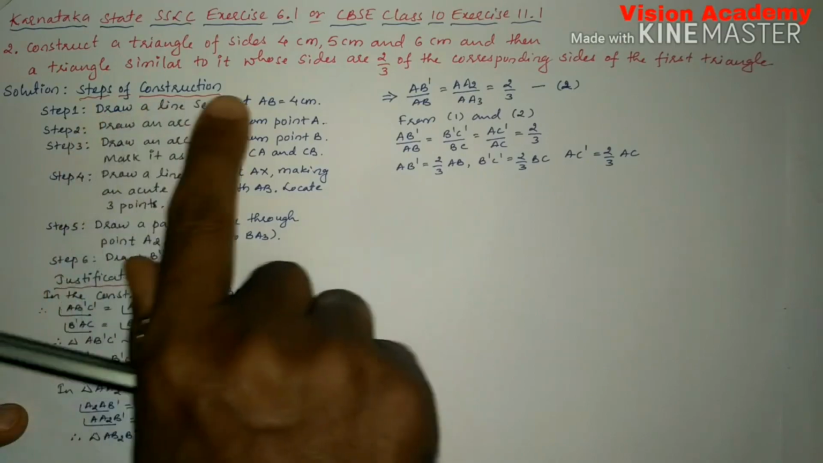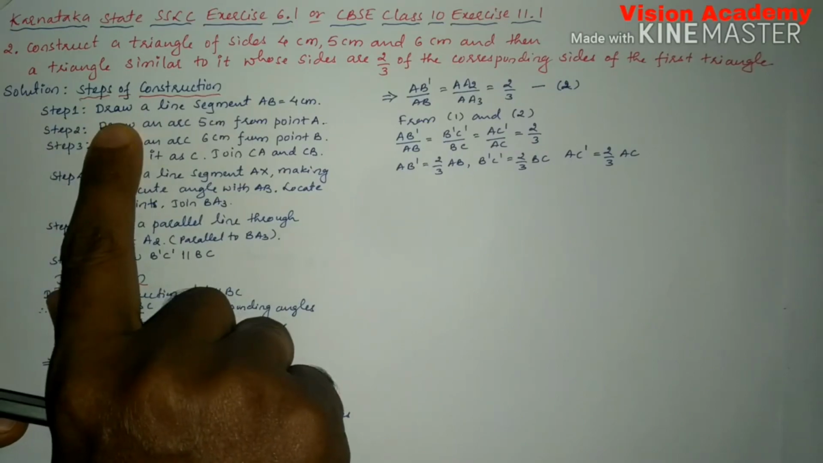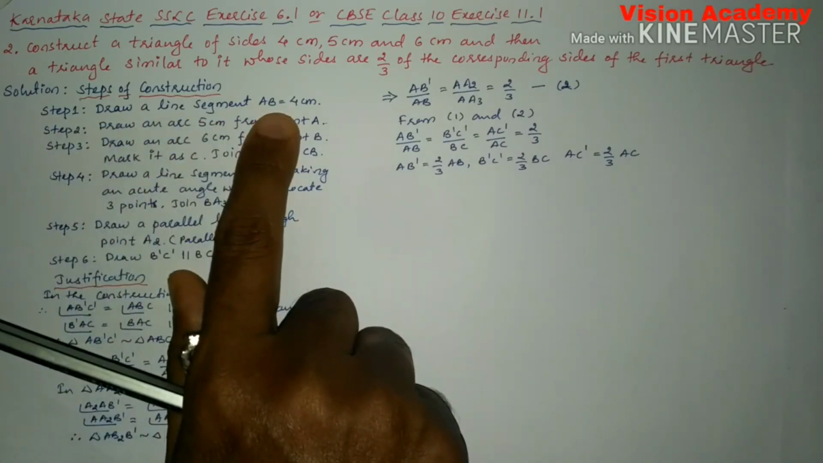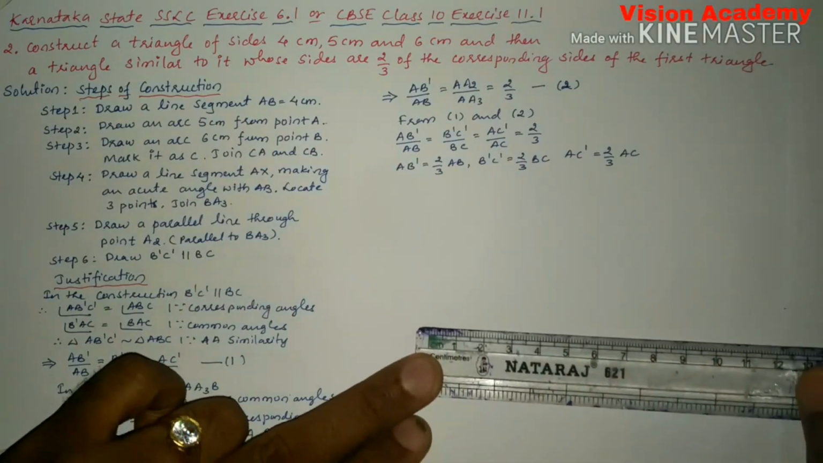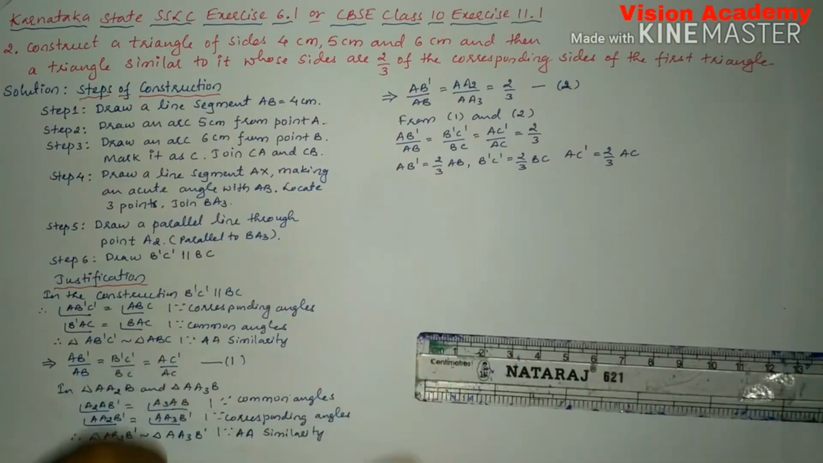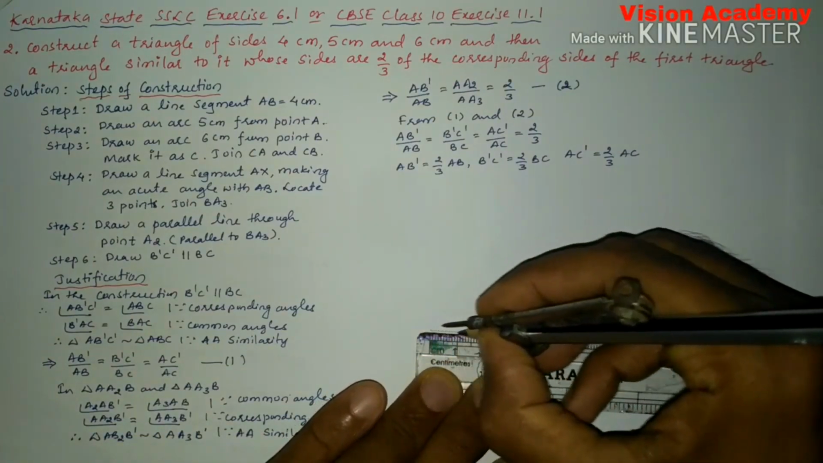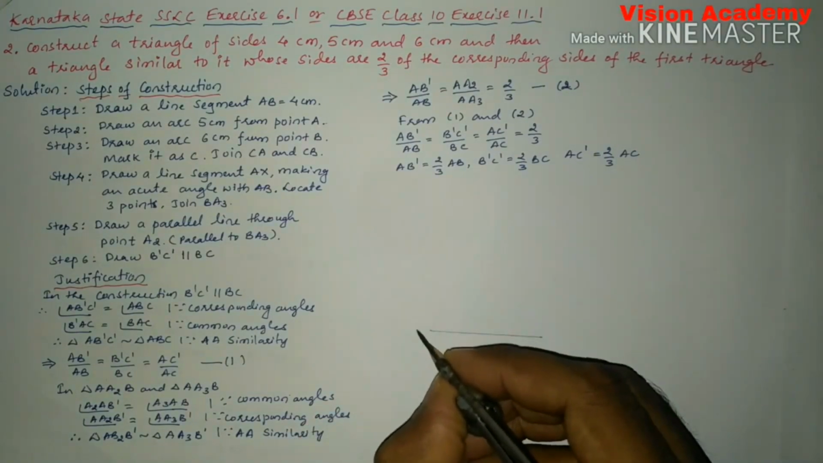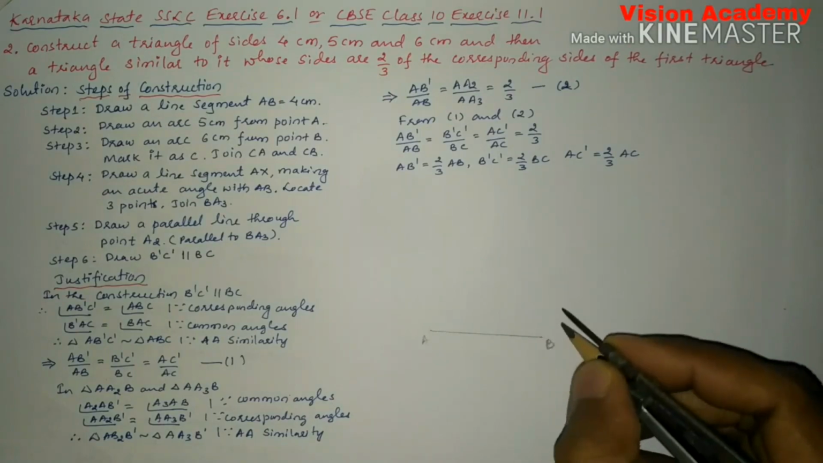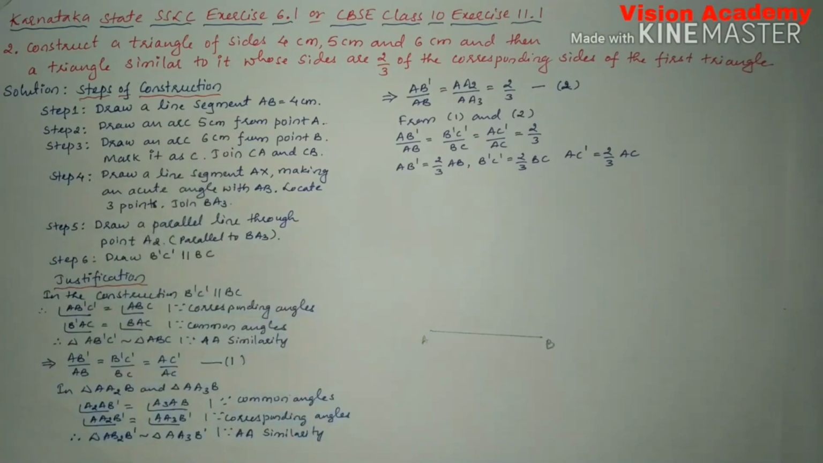Here are the steps of construction. Let us read out the first step, that is draw a line segment AB equal to 4 cm. Now let us draw a line which is 4 cm and let us name it as AB.